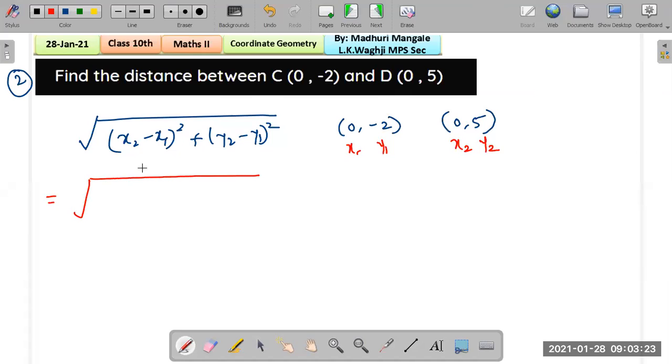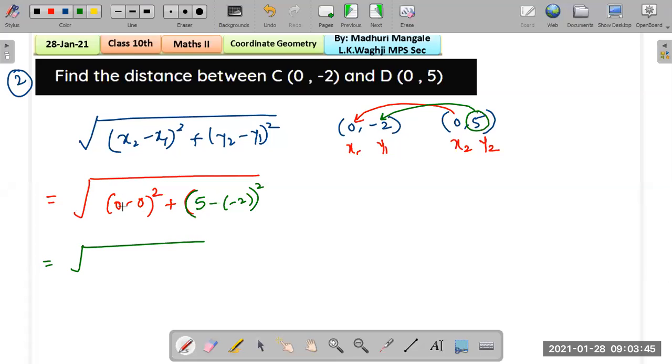That will be x2 minus x1, which is 0 minus 0 the whole squared plus y2 minus y1. So y2 is 5. 5 minus minus 2, that will be 5 minus of minus 2 the whole squared, which is equal to 0 squared, that is 0, plus 5. You first combine the signs, so combining the signs will make it a positive. 5 plus 2 will give you 7, and 7 squared makes 49. That gives us root of 49. Simplify this to get the answer.